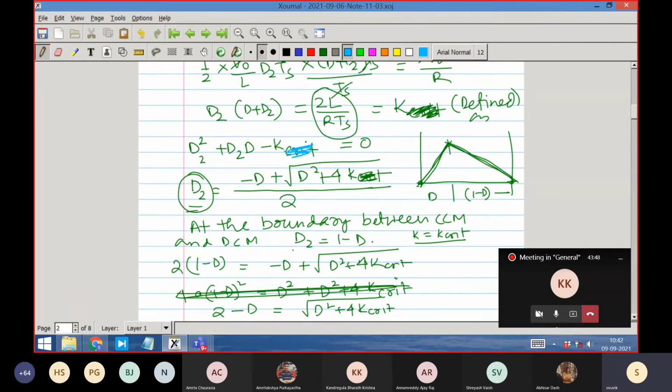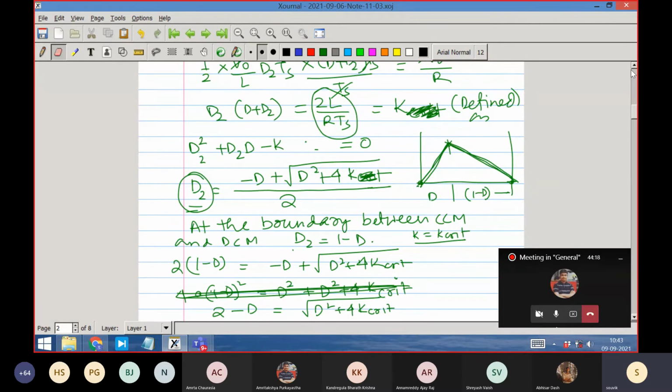This is K, write it as K, okay? Because K is the generic parameter, 2L by RTS, this value. Now when this 2L by RTS value reaches a value of 1 minus D, let us say it is operating at D is equal to 0.4. We are operating at D is equal to 0.4. So 1 minus D is equal to 0.6.